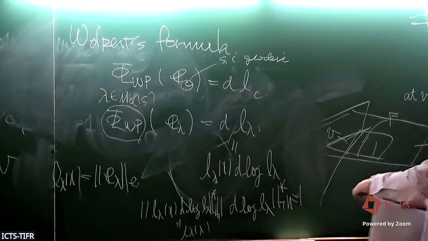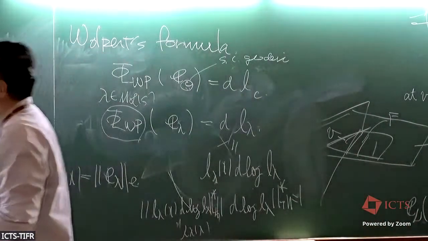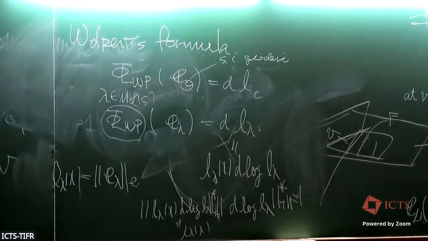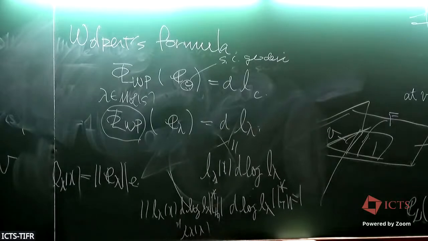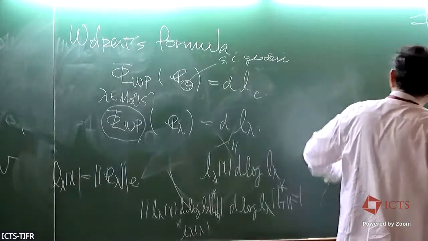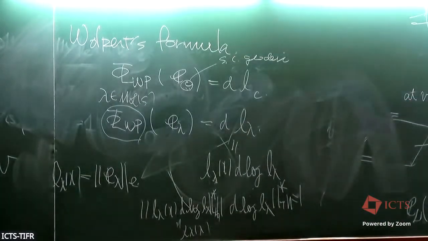So this is something called a duality. In some sense, to understand the tangent space of the earthquake norm, you can just look at the cotangent space of the Thurston norm. So this is somehow amazing.